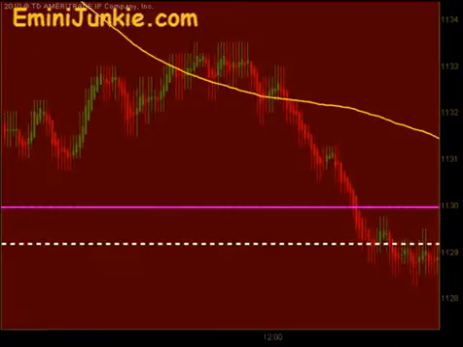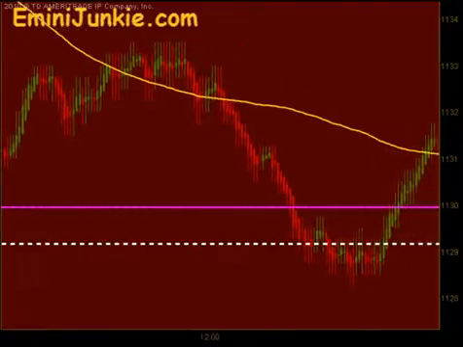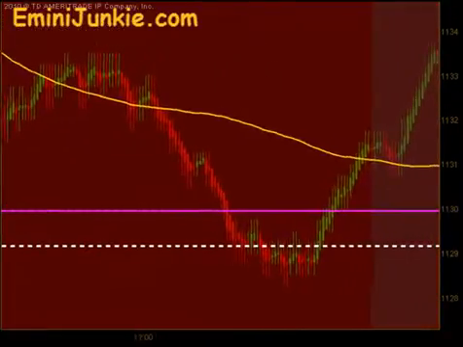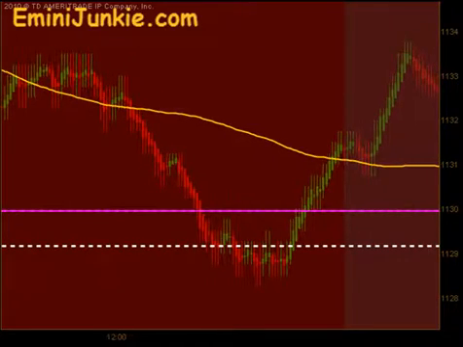And as you can see, during lunchtime, the market continued to trade to the downside, eventually made its way down to the pivot before finding any type of support.